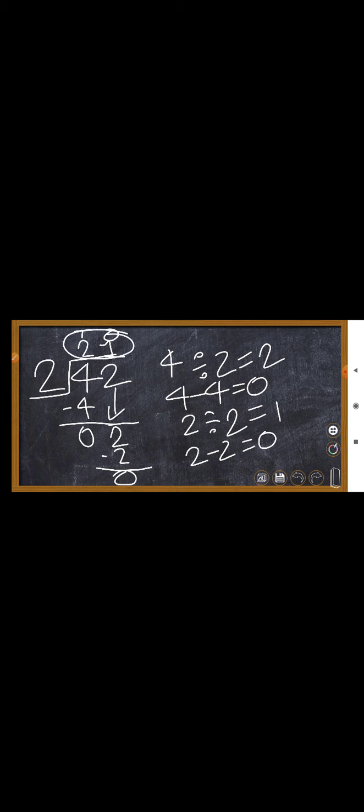So here the dividend is 42. You can write 42 as 4 tens 2 ones. The divisor is 2, and the answer is 21. You can write capital Q for quotient, and 21 will be your answer. So this is how to divide a 2-digit number by a 1-digit number.